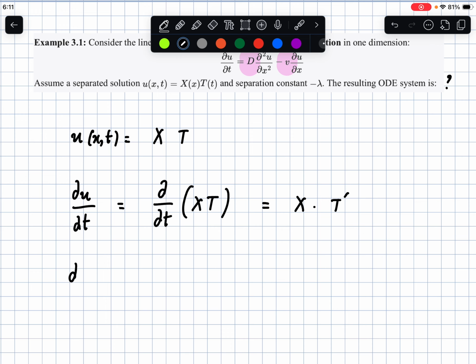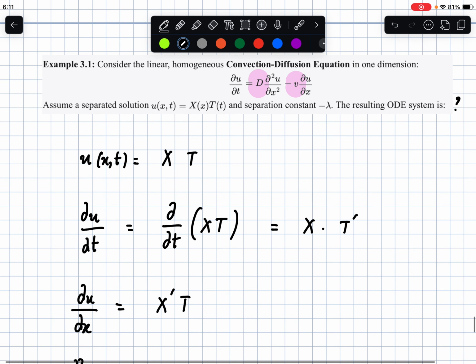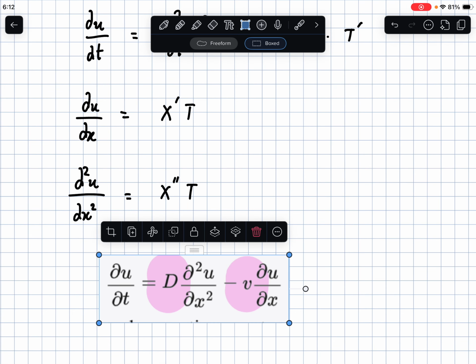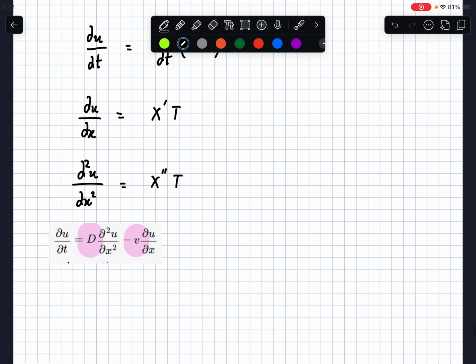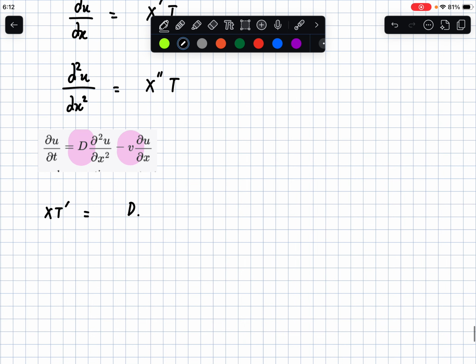Similarly, du/dx is X prime times T. d²u/dx² is X double prime times T. And plug in this equation. We have this equation: du/dt is X times T prime, so X T prime equals D times X double prime times T minus v times X prime times T.